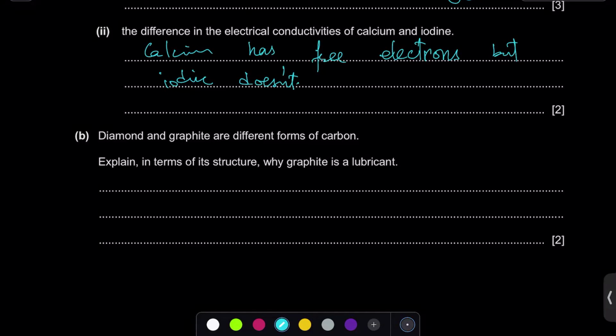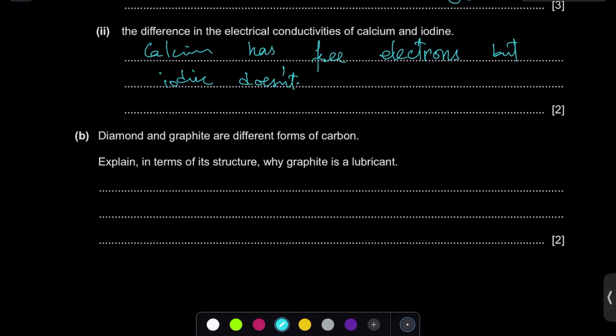And that's it. If you don't want to write free, you can also say sea of electrons, you can also say moving electrons, you can also say mobile electrons. Okay, all of that helps out. Moving electrons is not really the best option, but the other three ways are.